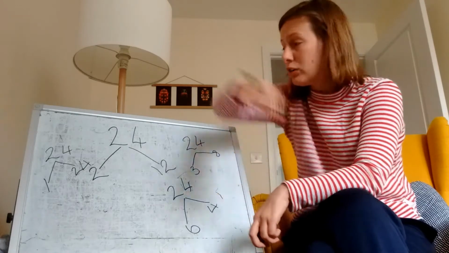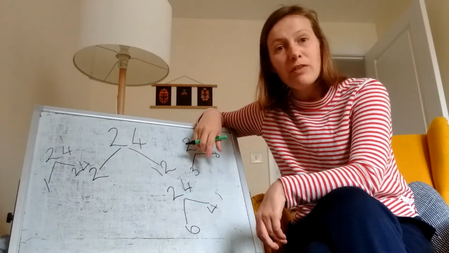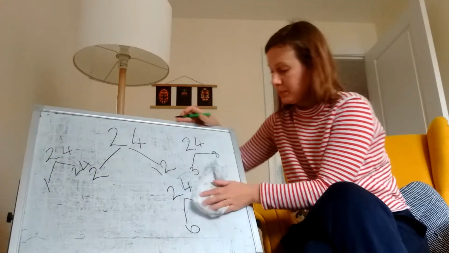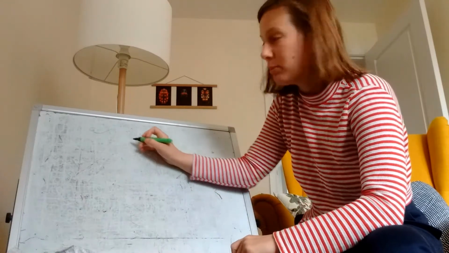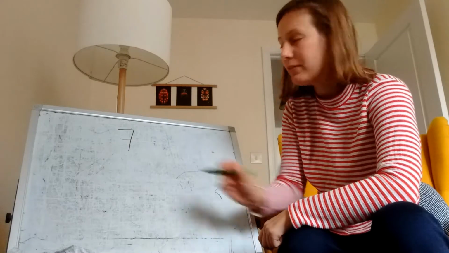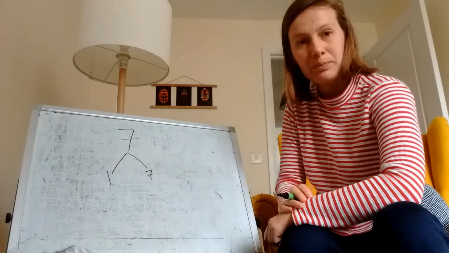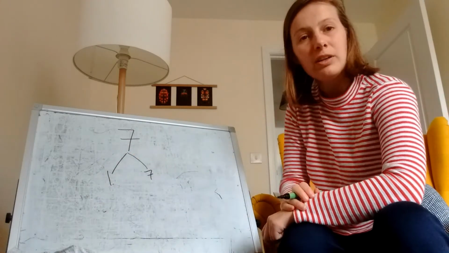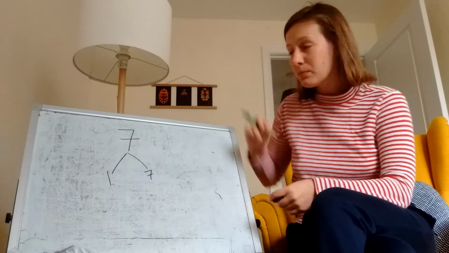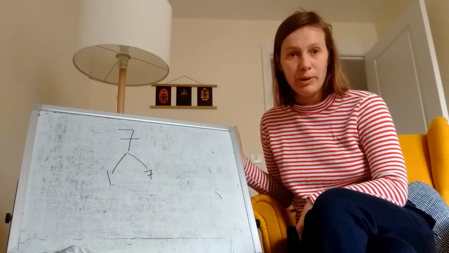And some numbers have got loads of factor pairs, like 24, and some numbers have only got 1 and itself. So if I take the number 7, the only factor pair for 7 is 1 and 7. 1 times 7 is 7, but there's no other multiplication sum you can do with two whole numbers to get 7, and that means that 7 is a prime number.